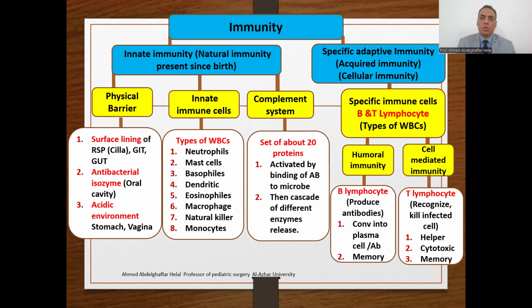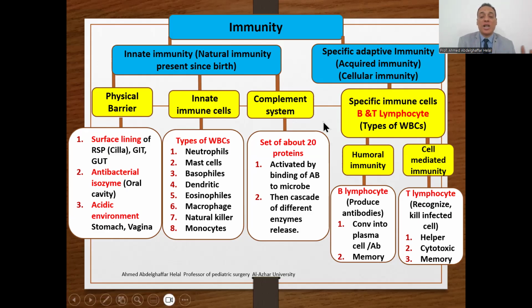The B lymphocyte will be converted into the plasma cell. Plasma cells will form an antibody specific for the microbe or virus and will form memory cells for the second infection. So if a second infection happens, this memory cell will rapidly attack the virus because it is already present in the memory. And there are T lymphocytes.